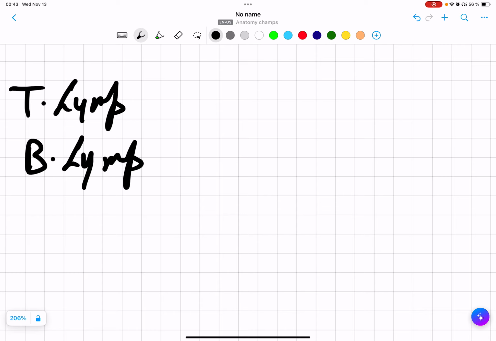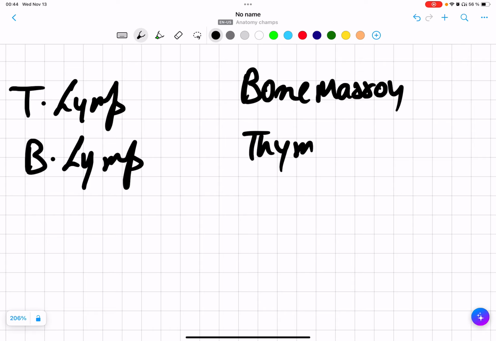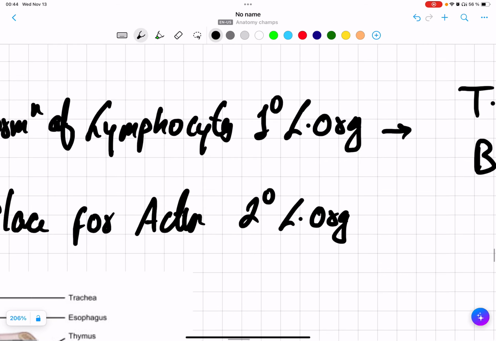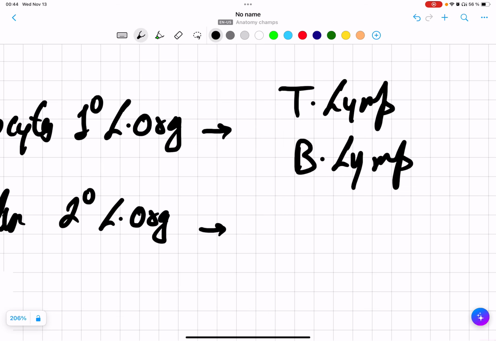Among many, we have majorly in adults bone marrow and thymus. Here, production of lymphocytes will take place. The action of lymphocytes will take place in the secondary lymphoid organ.